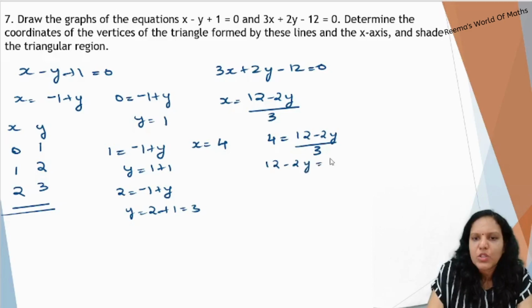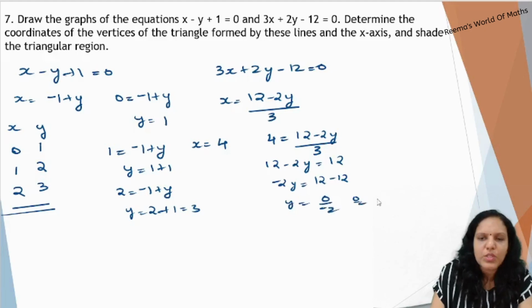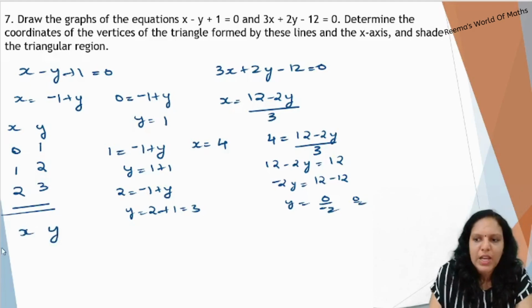equals 12, so minus 2y equals 12 minus 12, which is y equals 0 by minus 2, so y is equal to 0. So, for the second equation we can write x and y. First we replaced the value of x with 4, x is 4, and we got y as 0.